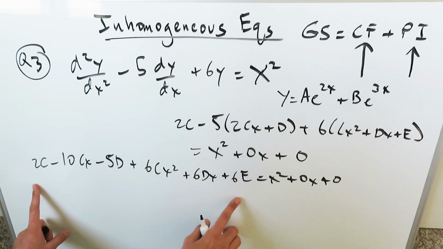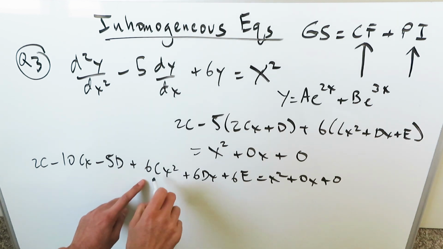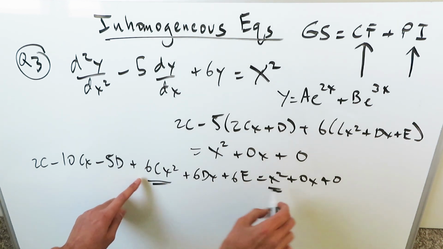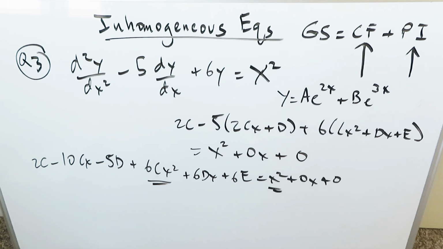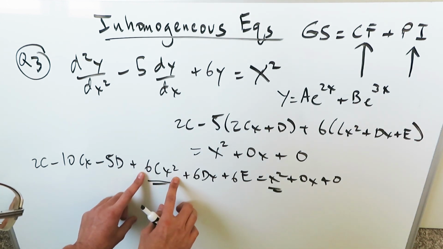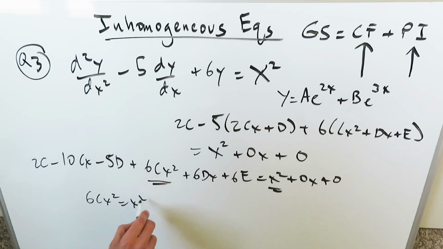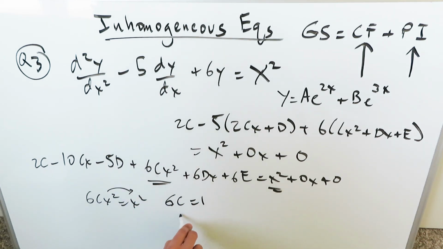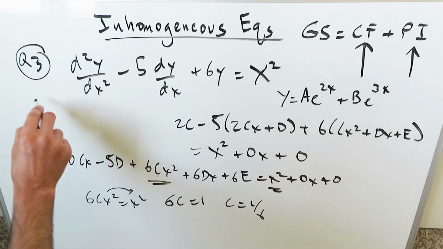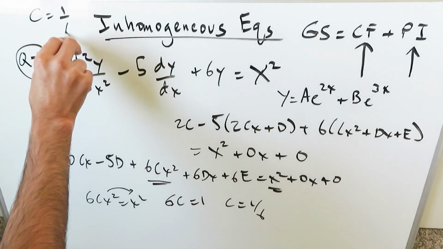Pair up your quadratic terms. I have a 6cx squared. Here are my quadratic terms. Because our space is limited and I don't want to get messy, we'll do one item at a time. I have 6cx squared is equal to x squared. X squared can be pushed to the other side. I have 6c is equal to 1. C is equal to 1 over 6. So we'll put that right here. C is equal to 1 over 6.